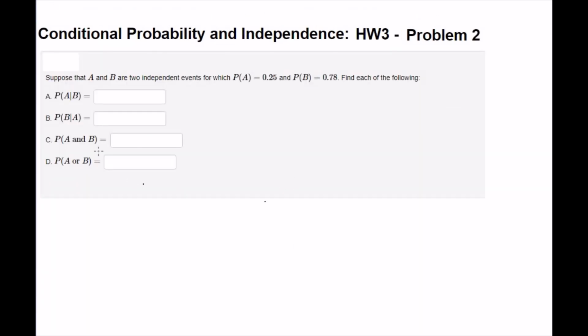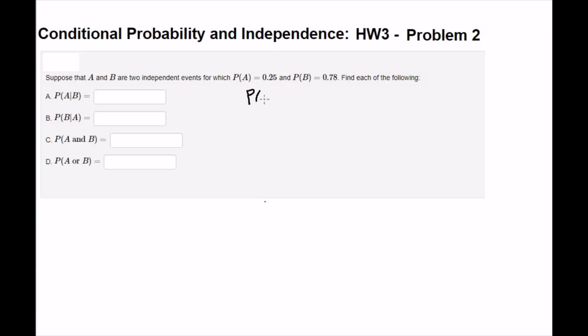Problem number 2. Suppose that A and B are two independent events for which probability of A is 0.25 and probability of B is 0.78. Find each of the following. Probability of A given B.